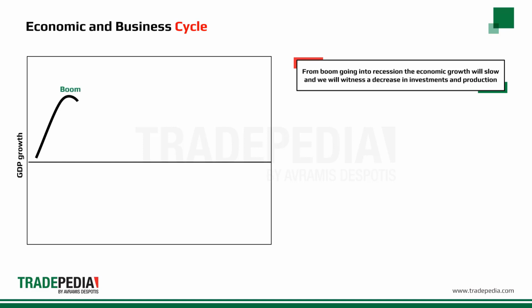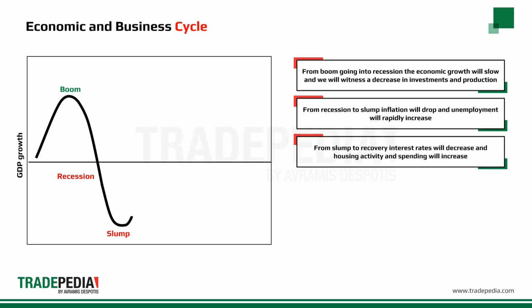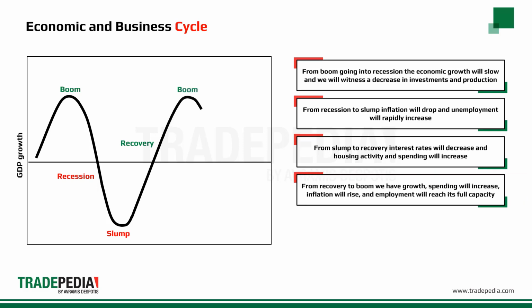When the economy moves from the boom stage to the recession stage, economic growth will slow, and we will witness a decrease in investments and production. From recession to slump, inflation will drop and unemployment will rapidly increase. From slump to recovery, interest rates will decrease and housing activity and spending will increase. From recovery to boom, we have growth. Spending will increase, inflation will rise, and employment will reach its full capacity. And the cycle will repeat itself over and over again.